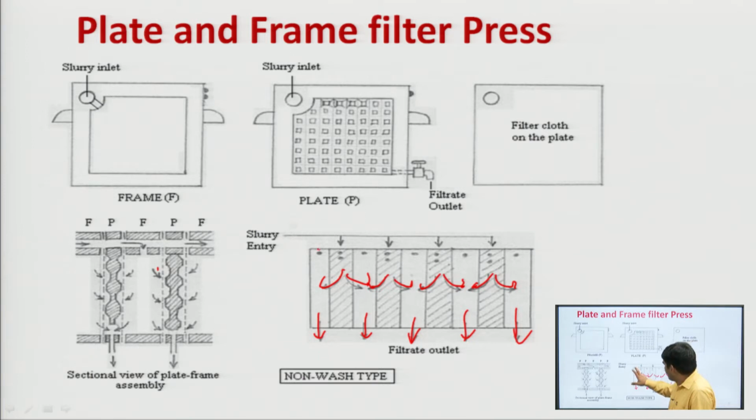You see there are buttons to identify the plate and frame, because both are square-shaped structures and, by looking at them, both have a similar shape. So there are buttons over the plate and frame to identify them. One button indicates a plate, two buttons indicate a frame. So 1, 2, 1, 2, 1, 2, like this is the arrangement of plate and frame. This is a typical example of a non-wash type plate and frame filter press.